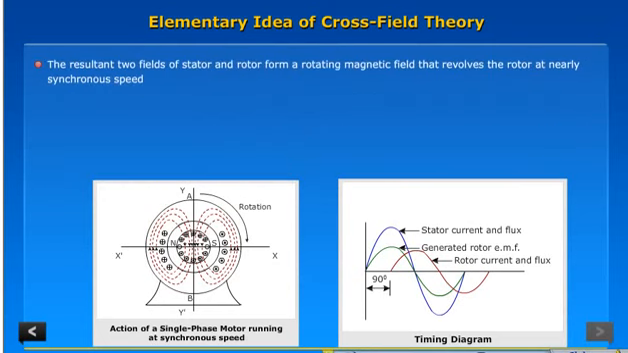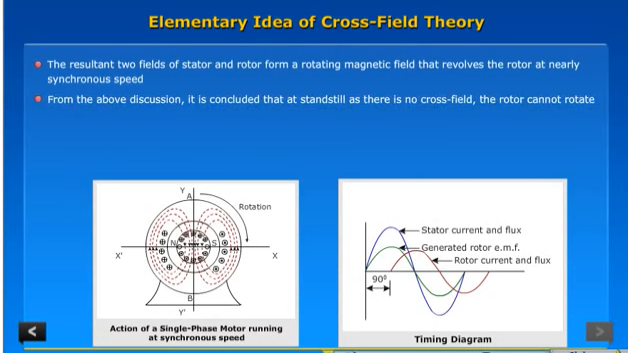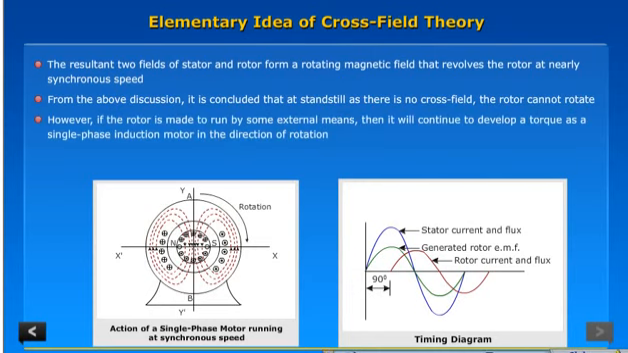The resultant two fields of stator and rotor form a rotating magnetic field that revolves the rotor at nearly synchronous speed. From the above discussion, it is concluded that at standstill, as there is no cross-field, the rotor cannot rotate. However, if the rotor is made to run by some external means, then it will continue to develop a torque as a single-phase induction motor in the direction of rotation.